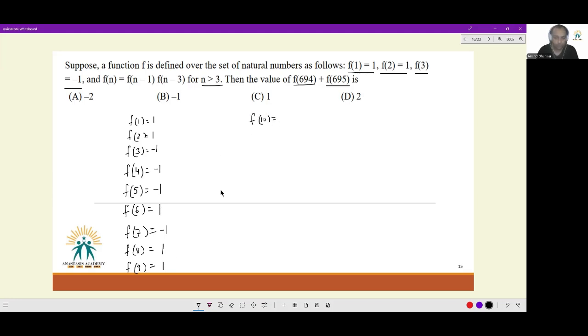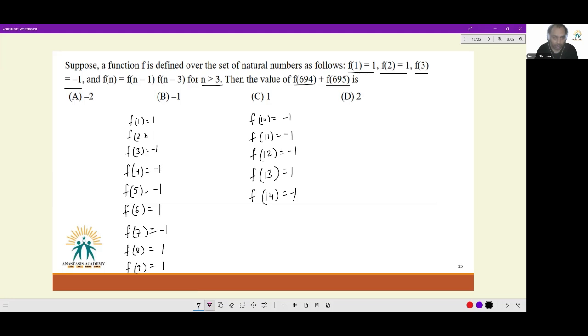f10 will be, see, when you're trying to identify a sequence like this, don't try to force it. Naturally, wherever we get the repetition, that is where we go. f10, 1 into minus 1, minus 1. f11 is minus 1 into 1, minus 1. f12, minus 1 into 1, again minus 1. f13, minus 1 into minus 1, 1. f14, 1 into minus 1, minus 1.